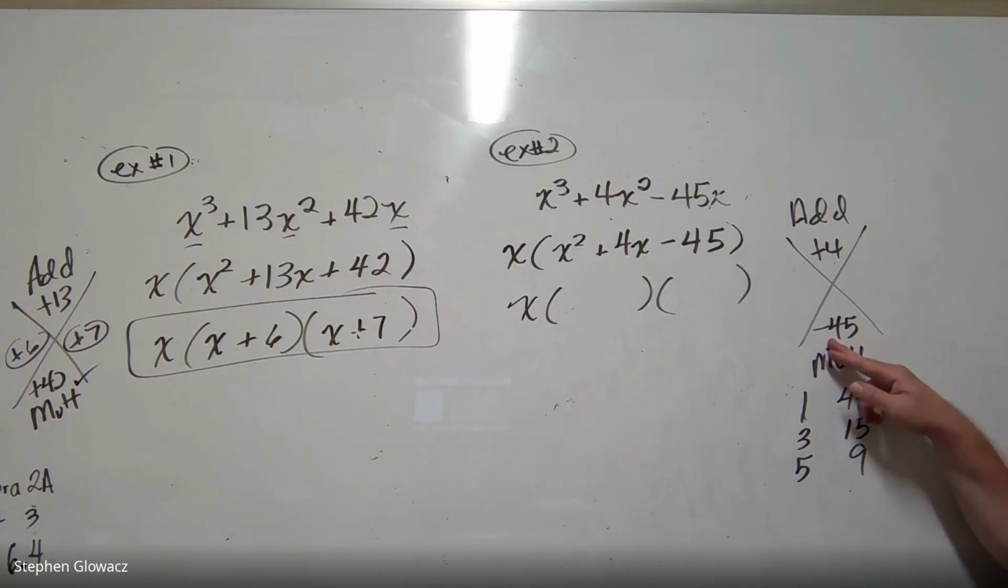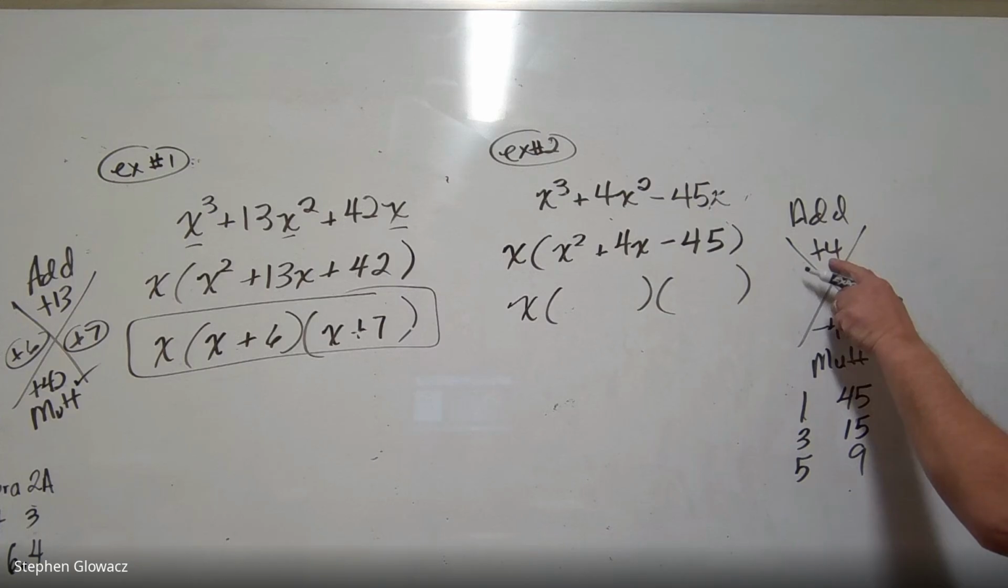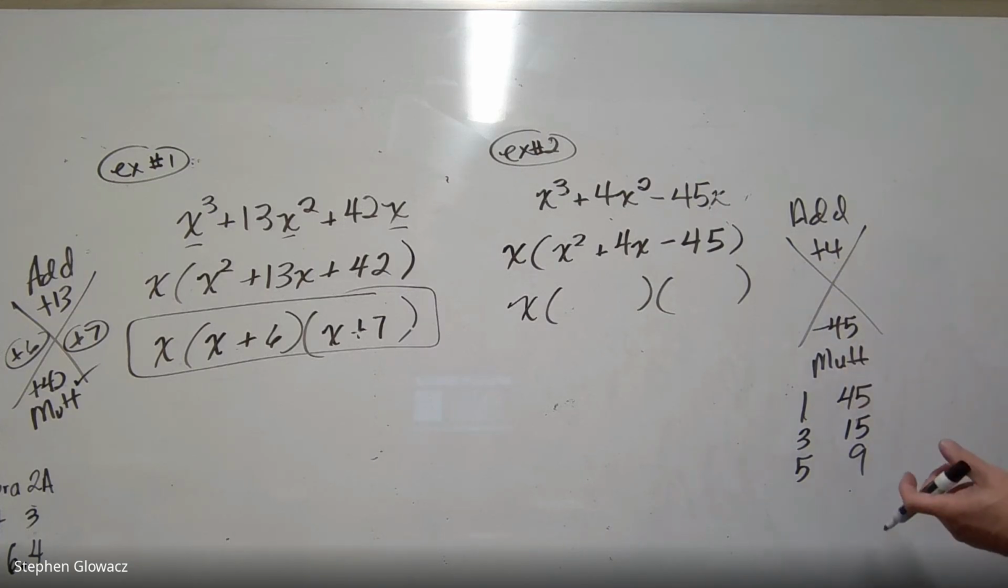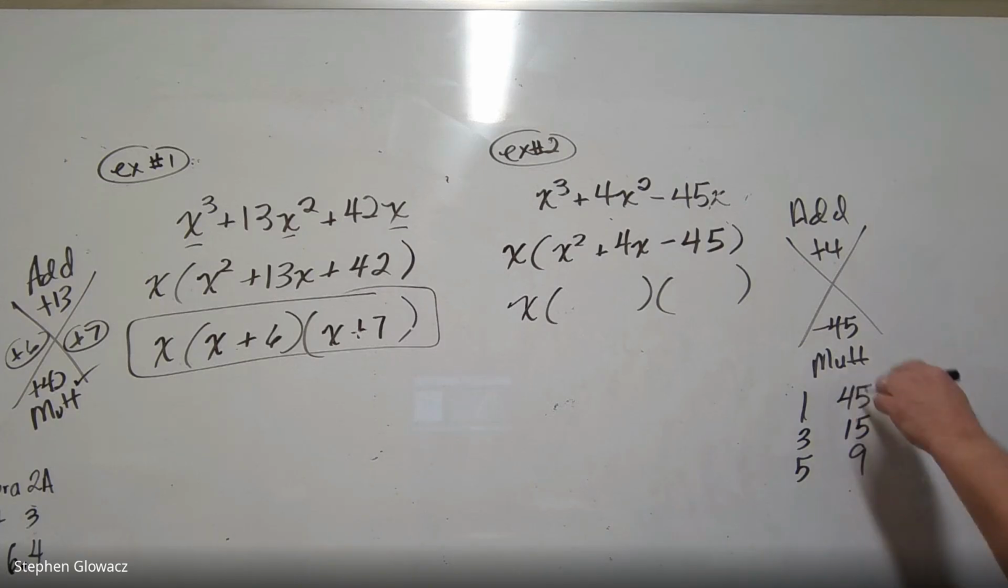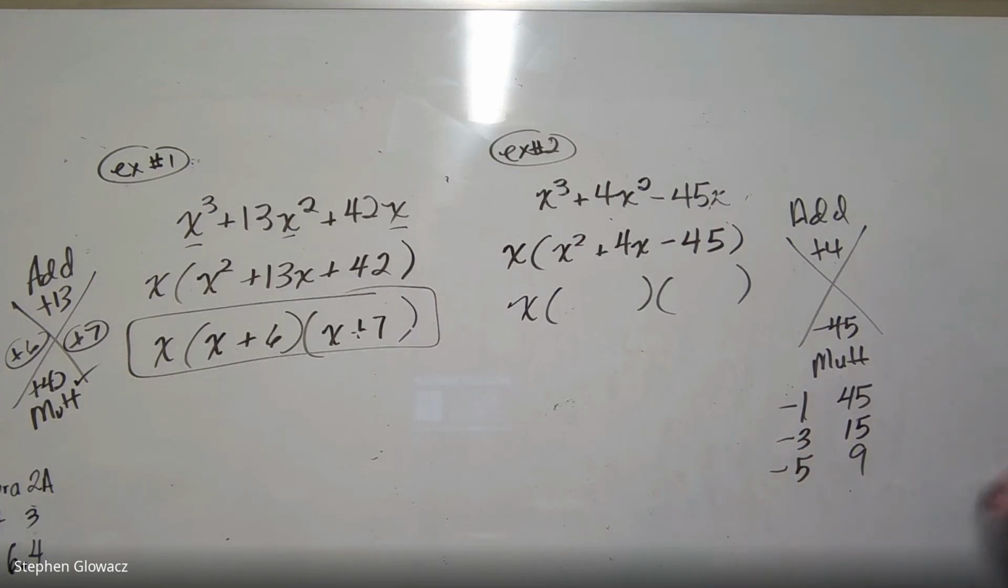Now, if we're multiplying to a negative number, in each pair, one of the numbers, and only one, has to be negative. Which one is it? Since we're adding to a positive number, we need more positives than negatives. So the larger number will be the positive, which means the smaller number will be our negative. Now we're going to add these up to see which of these pairs adds to positive 4. Negative 1 plus 45 is 44. Negative 3 plus 15 is 12. And negative 5 plus 9 is positive 4.